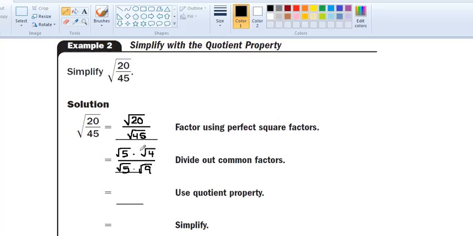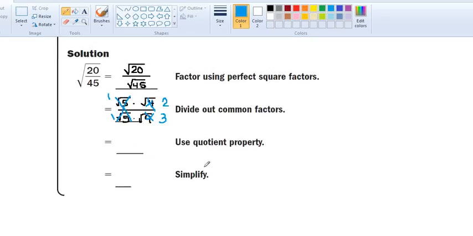Okay. From there, look at this right here. These actually cancel out. Anything divided by itself is 1, so this is 1 right there and 1 right there. And then if you look at this, what's the square root of 4? Well, it's 2. And what's the square root of 9? It's 3. So really what we're left with here is 2/3.